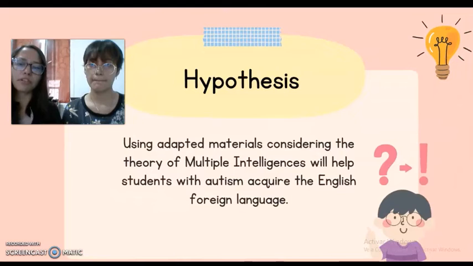Then we have our hypothesis: using adapted materials considering the theory of multiple intelligences will help students with autism acquire English as a foreign language. We have this statement because we truly believed at the beginning of this intervention that this theory is interdisciplinary and will give variety to the curriculum. So that's why we place this hypothesis at the beginning of our project.